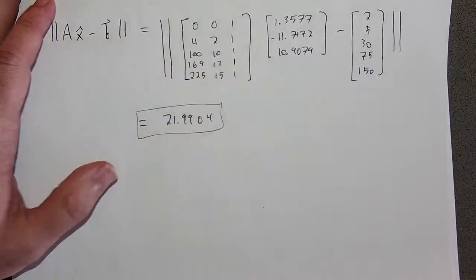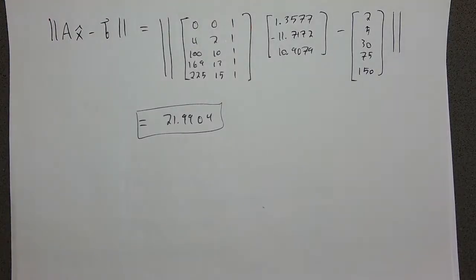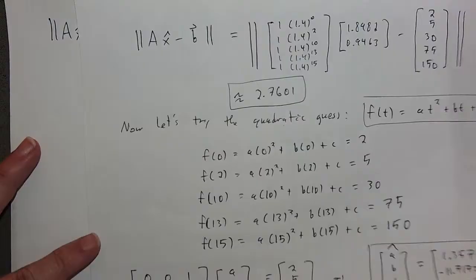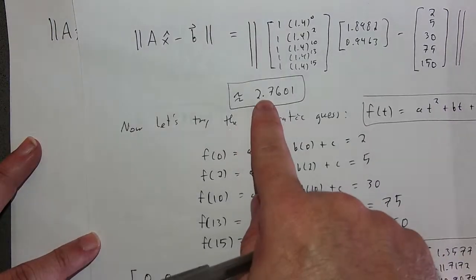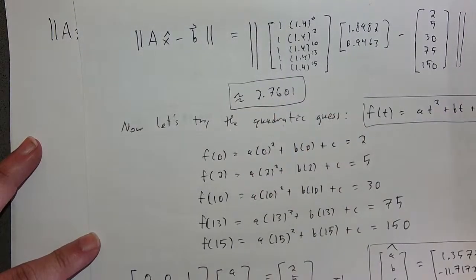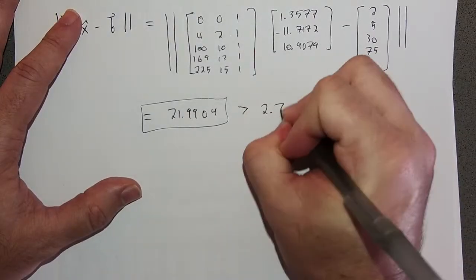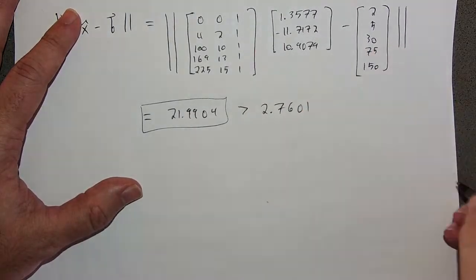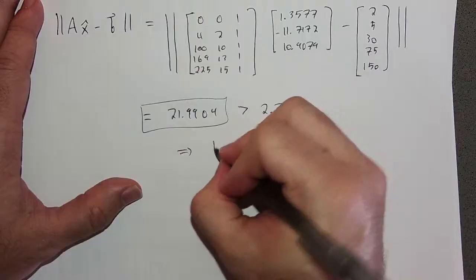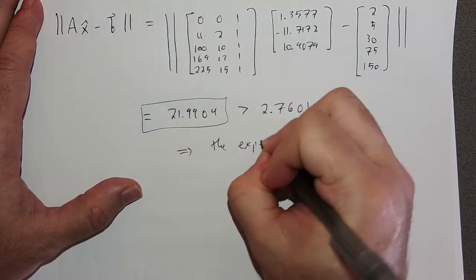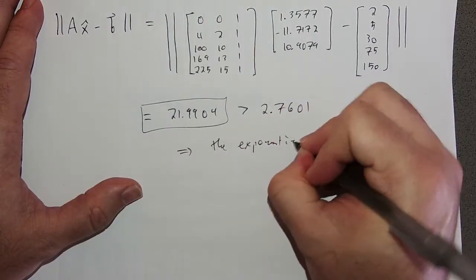But remember, what was our least squares error for the exponential thing? Oh, 2.7601. So this is definitely greater than 2.7601. Therefore, the exponential fit is better.